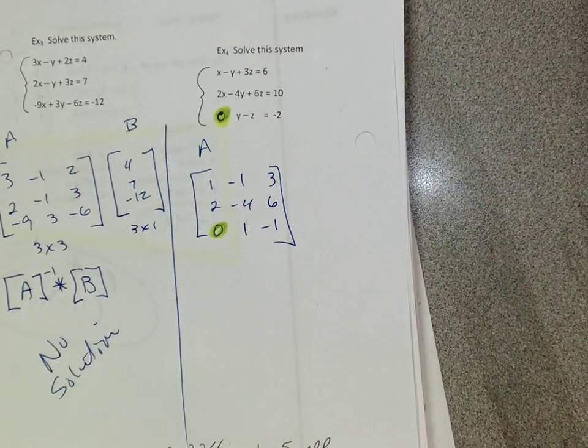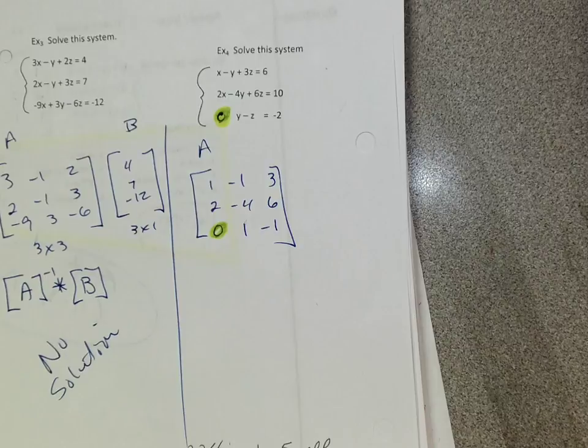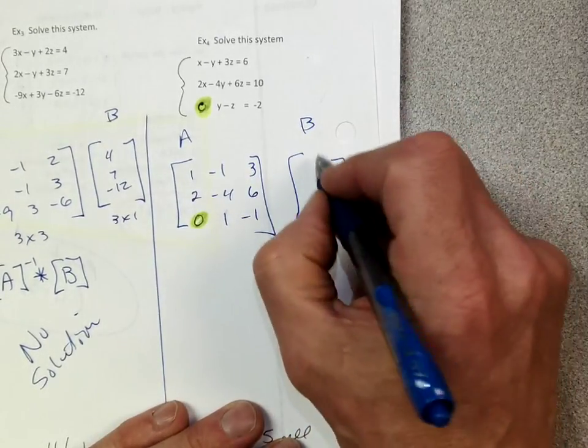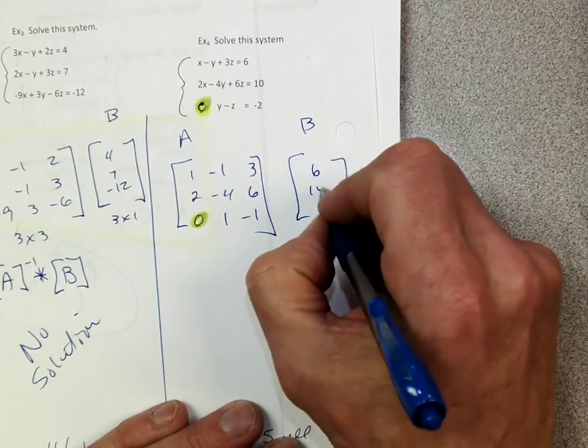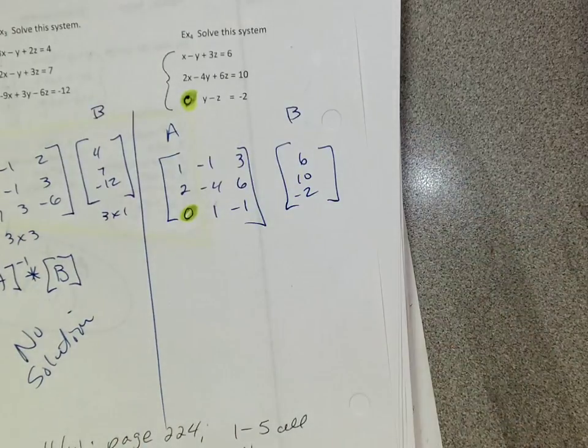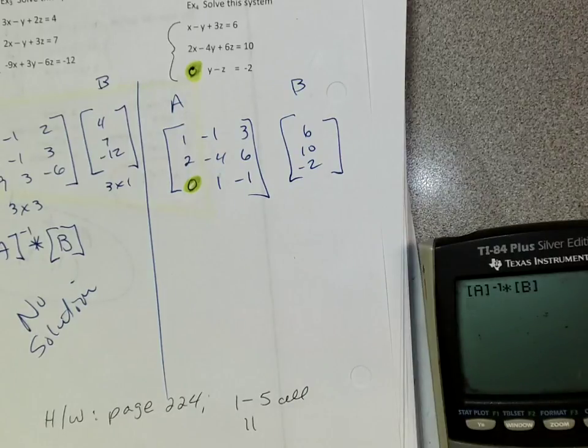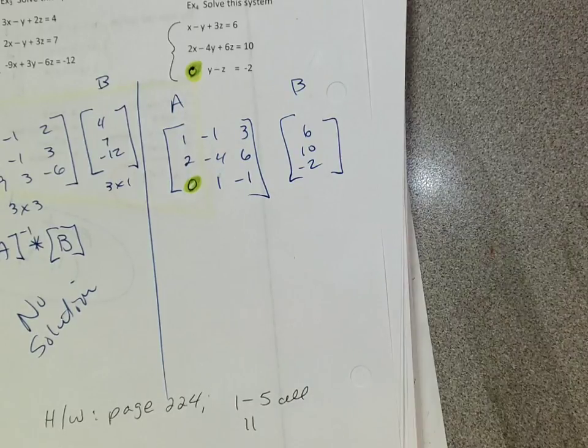Does that make sense? And then we'll do B again and see if you guys can get it without me going through, okay? That's the same. 6, 10, negative 2, okay? Give it a try. See if you can get an answer. I'm going to do it real quick, and then we'll see what we get.